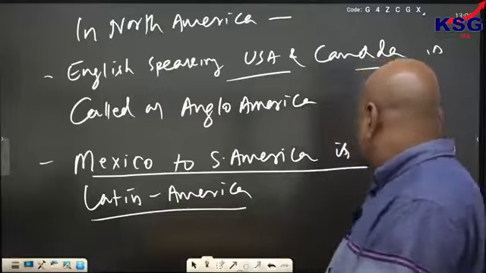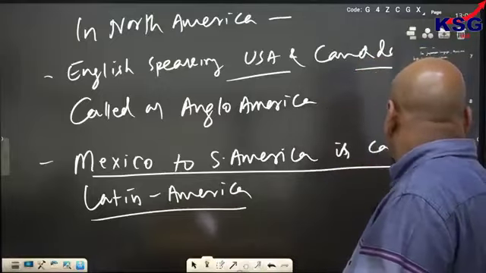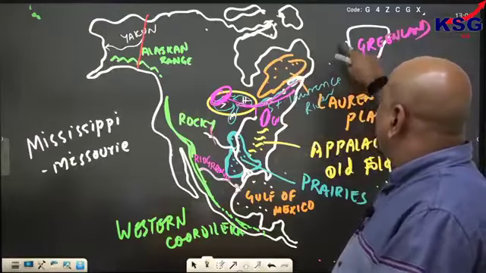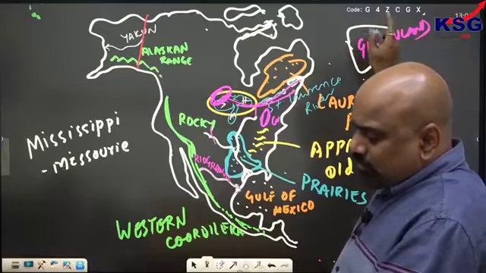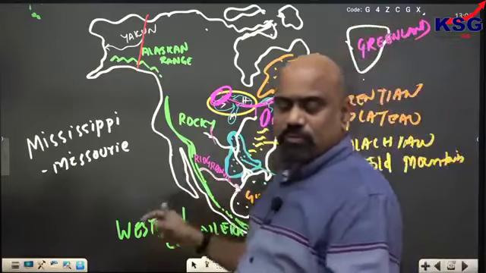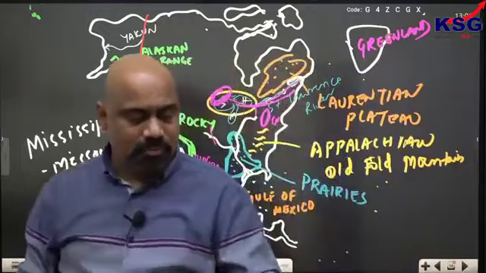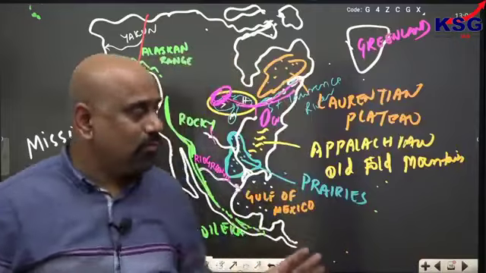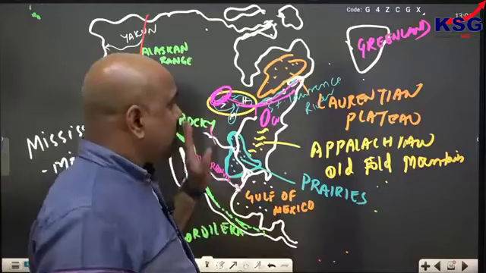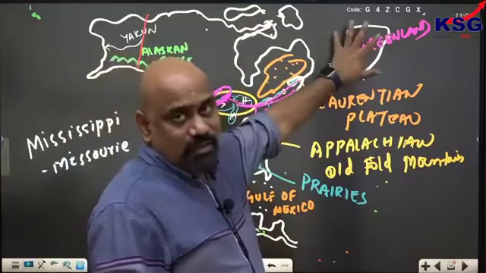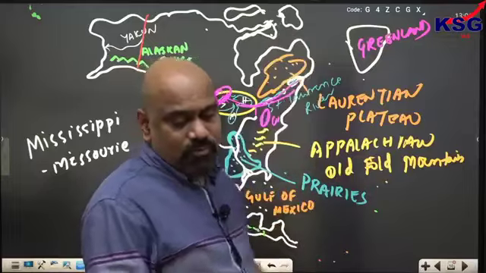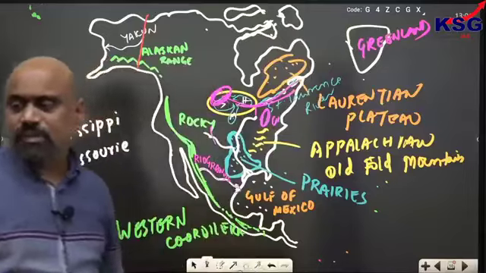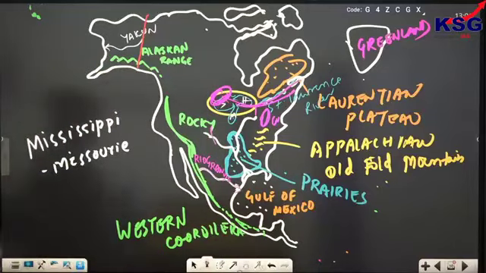Greenland, where is Greenland? Greenland is physically located in North America, but politically part of Europe. I am sorry, it is physically located in North America, politically part of Denmark in Europe. On that basis, you must remember.